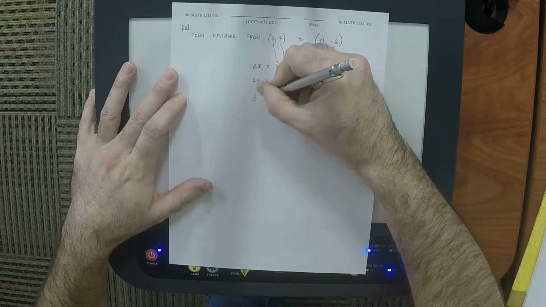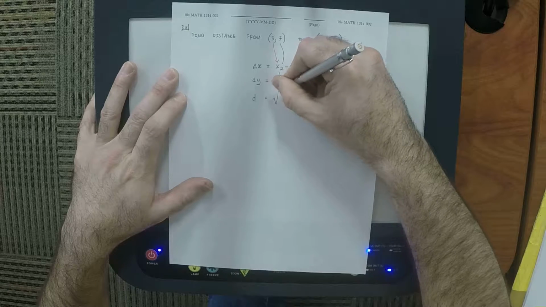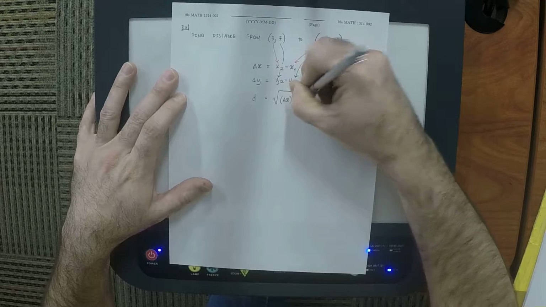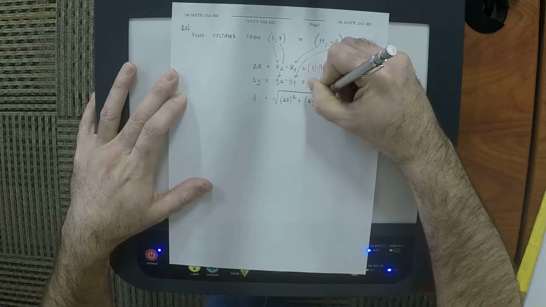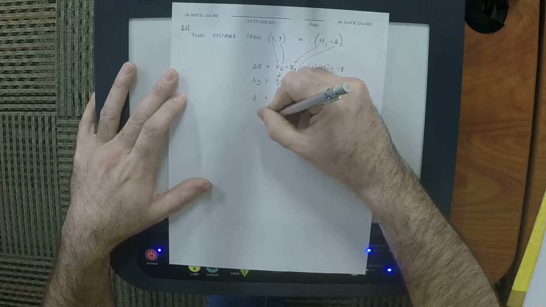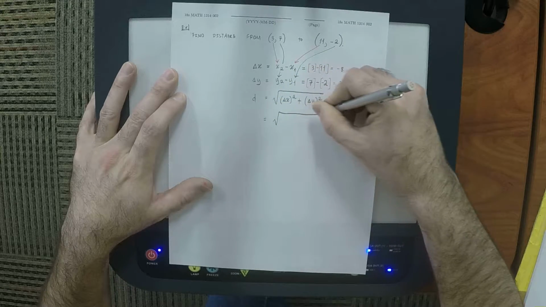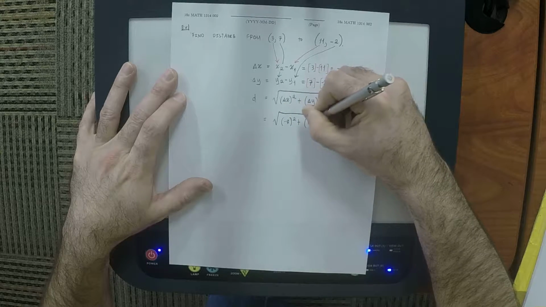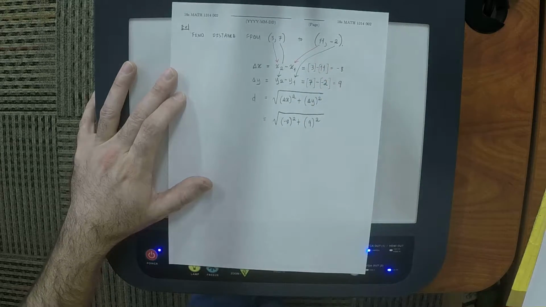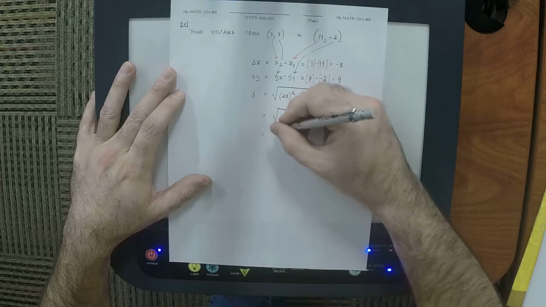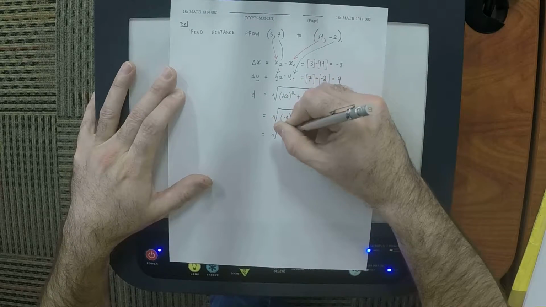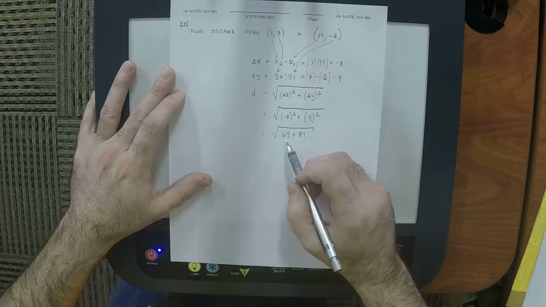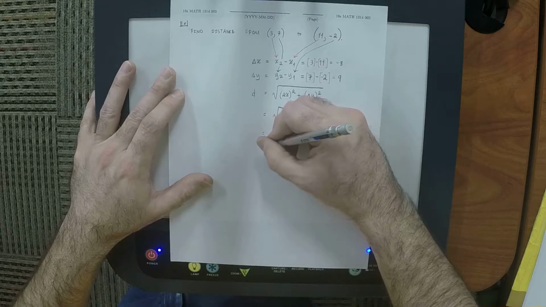As a result, the distance is the square root of delta x squared plus delta y squared, which is the square root of -8 squared plus 9 squared. So 64 plus 81. So that would be 145.